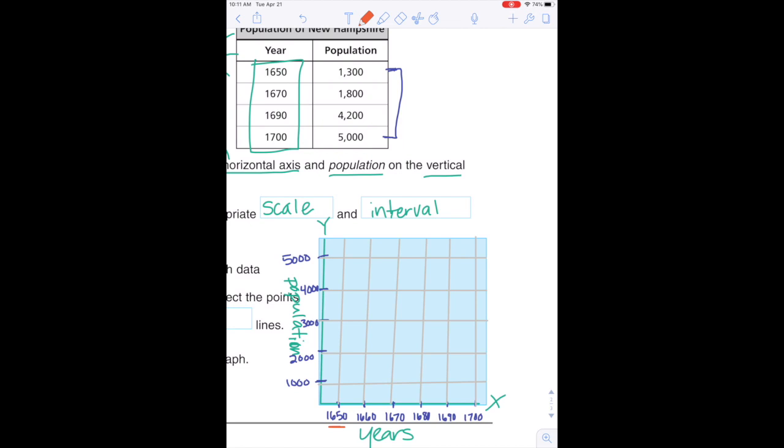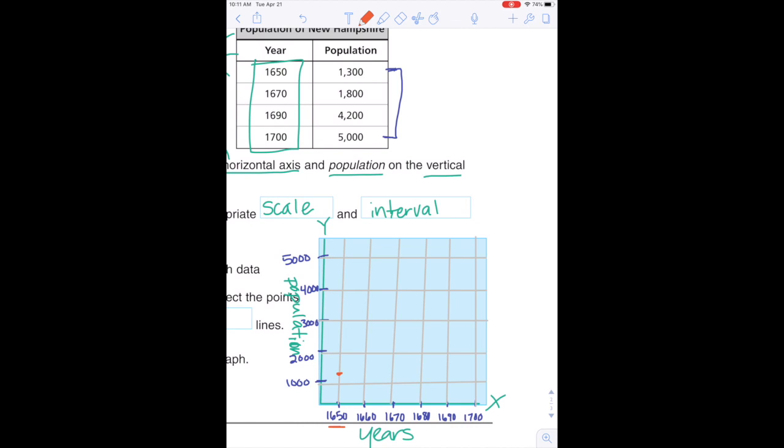We need to figure out, I know it's bigger than 1,000 and I know it's less than 2,000. So it's going to be somewhere in here. I think right in the middle would be 1,500, so it's going to be below that. So your data point should be right around there.